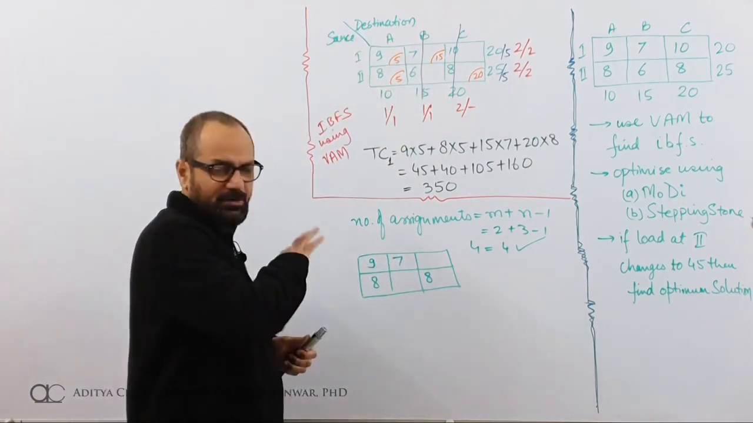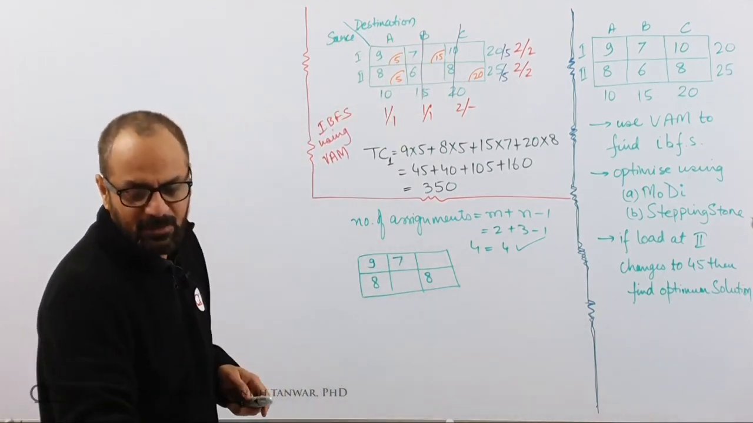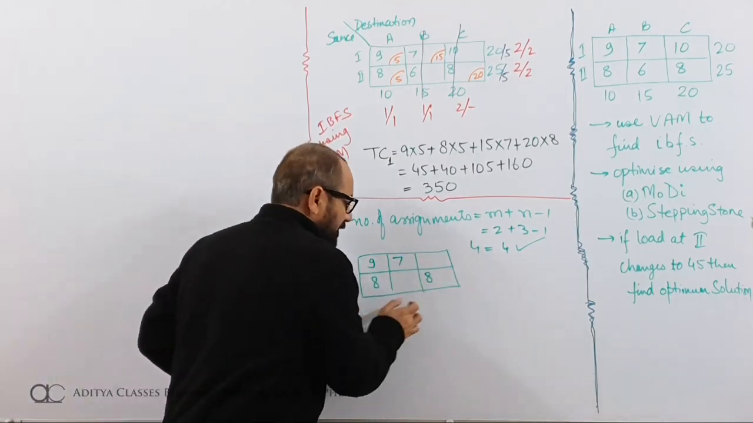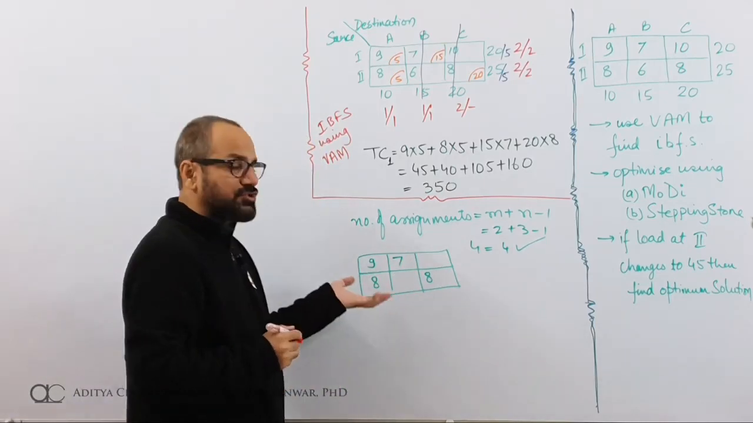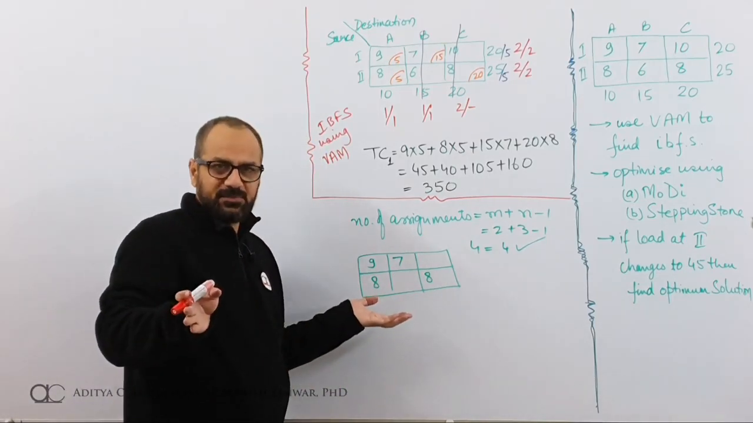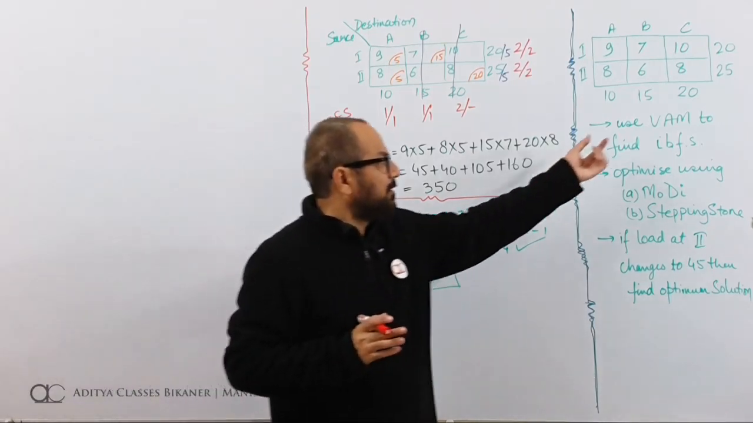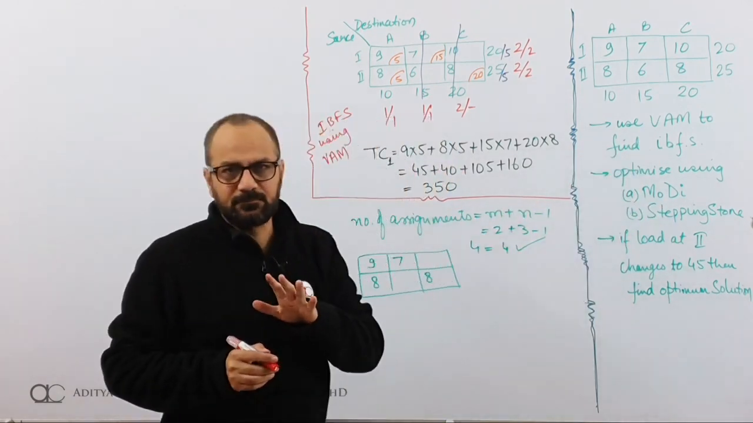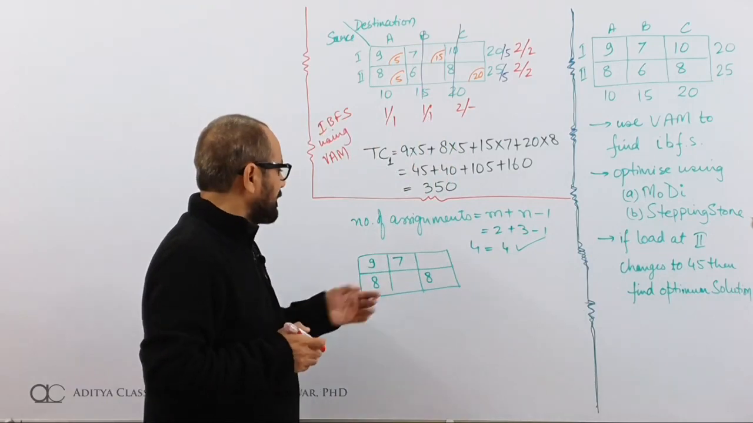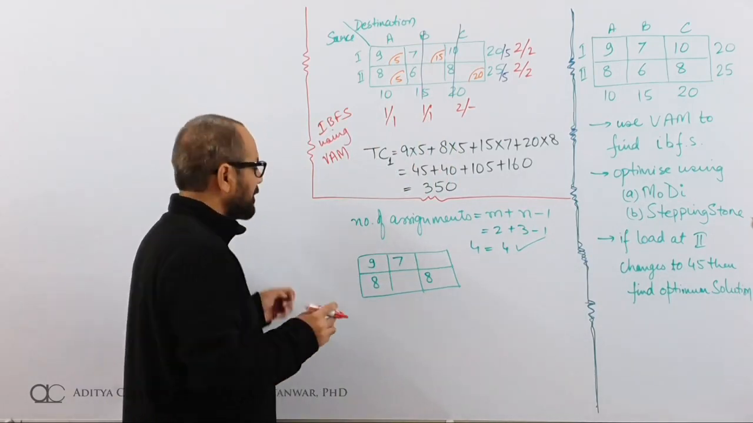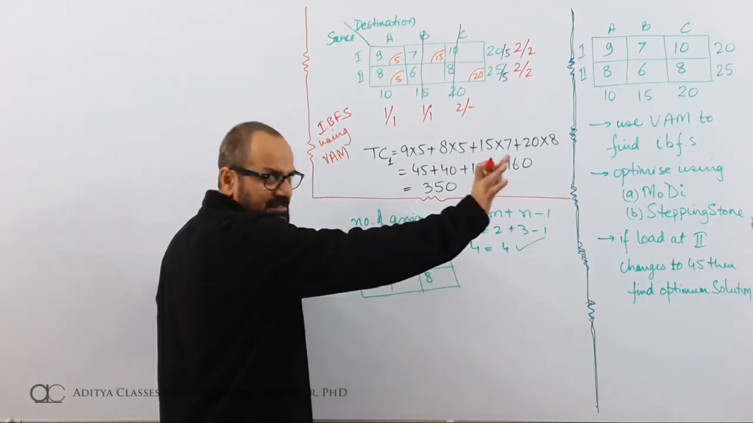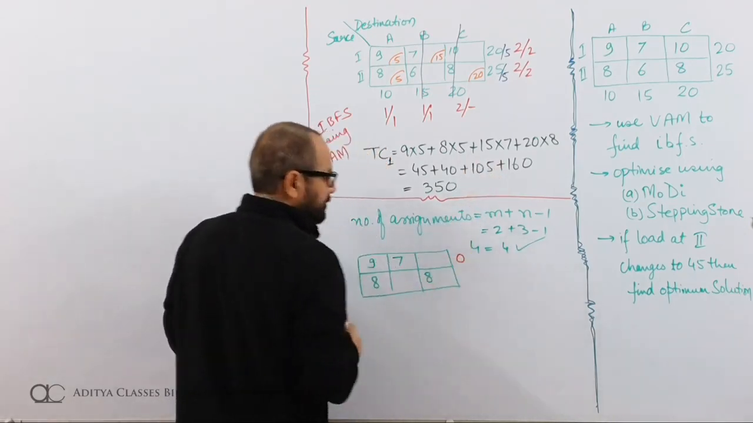Next we put all the U's and V's. These are U1, U2, these are V1, V2, V3. Now I assume that you have seen our previous lectures, previous videos where we have talked about Vogel's approximation method, modified distribution, stepping stone in detail. So I'll assume that you know the process. We can take any of these as 0. Let me put this one as 0.